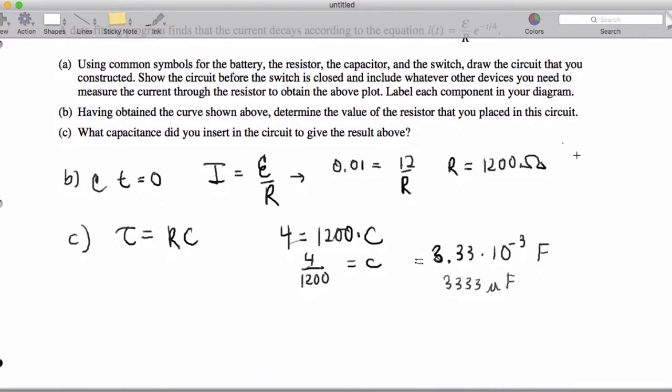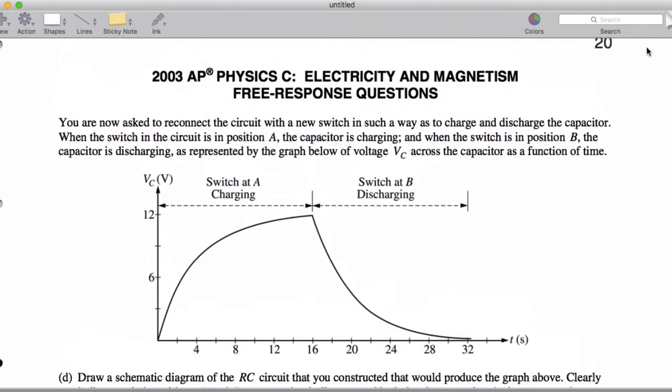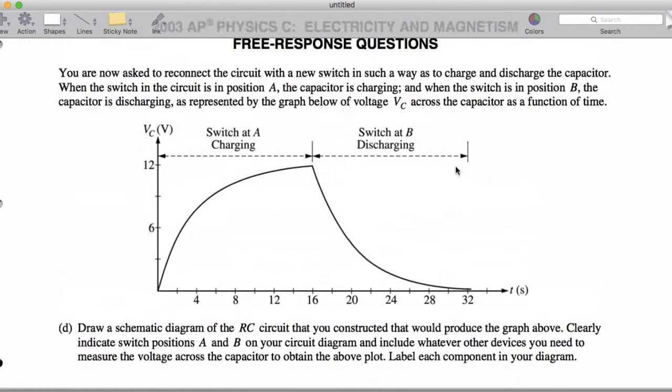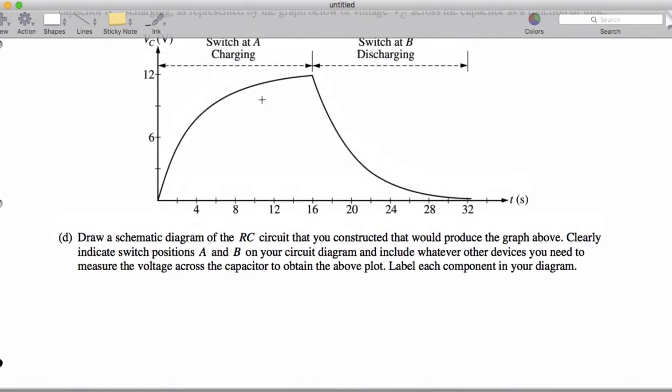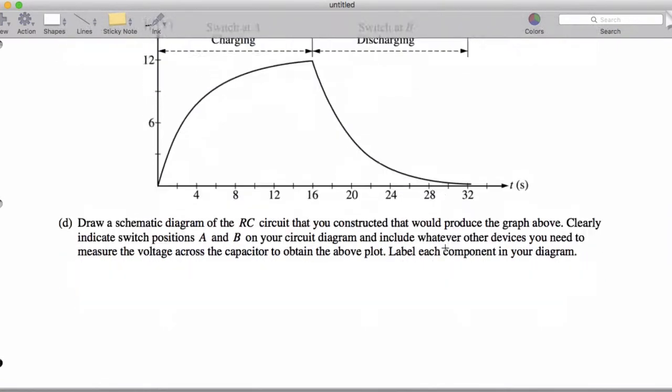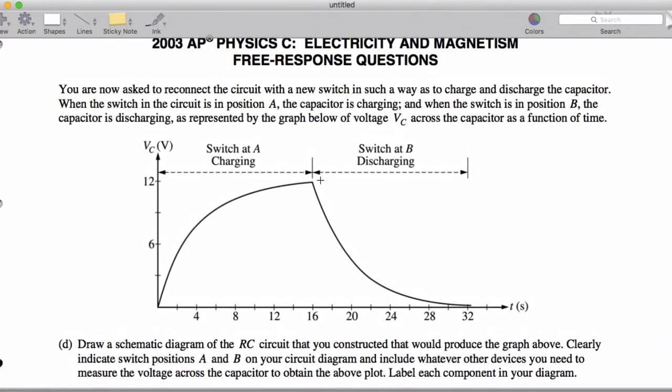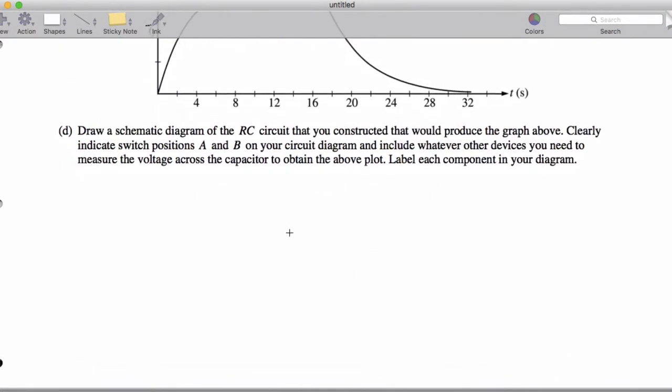So that's part C. Then for part D, it says this is our circuit. We would draw a schematic that would produce the graph above. Well, we have a charging and then a discharging capacitor. So I think this is going to be that situation that we've talked about before, where we have a switch that can go 2 ways.